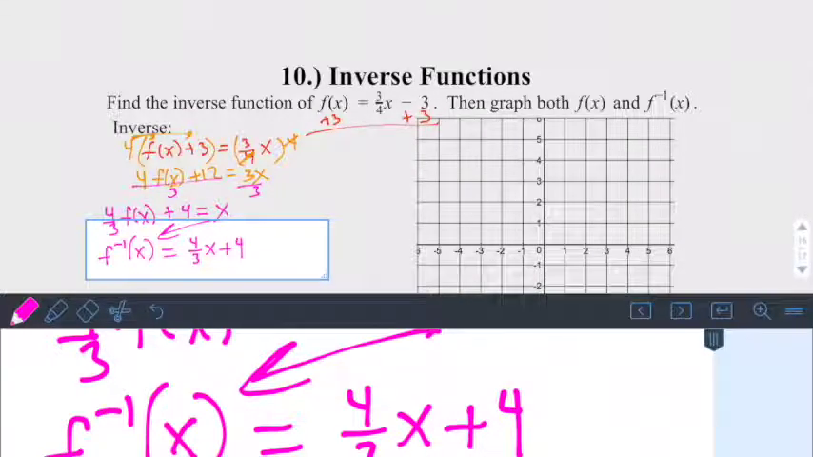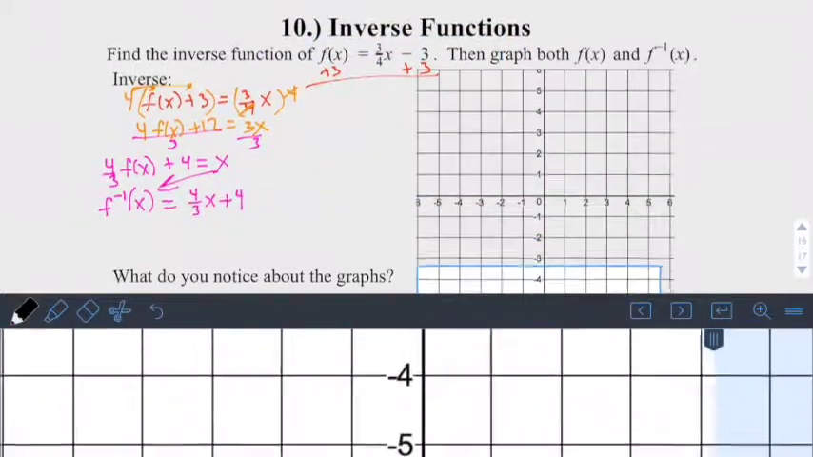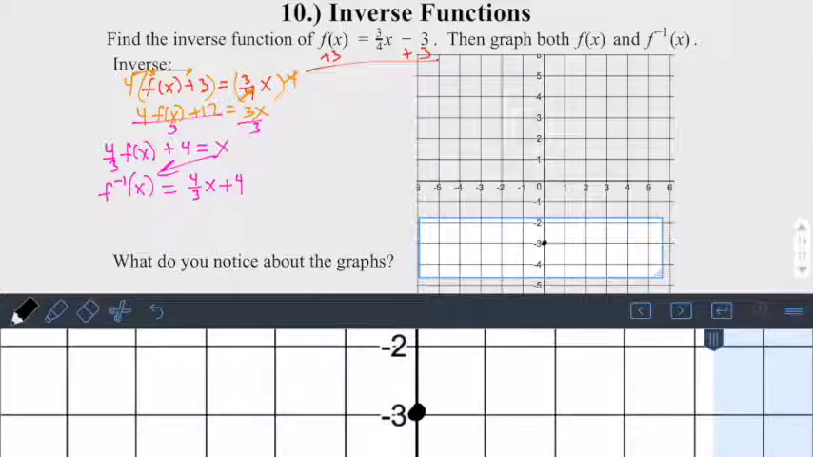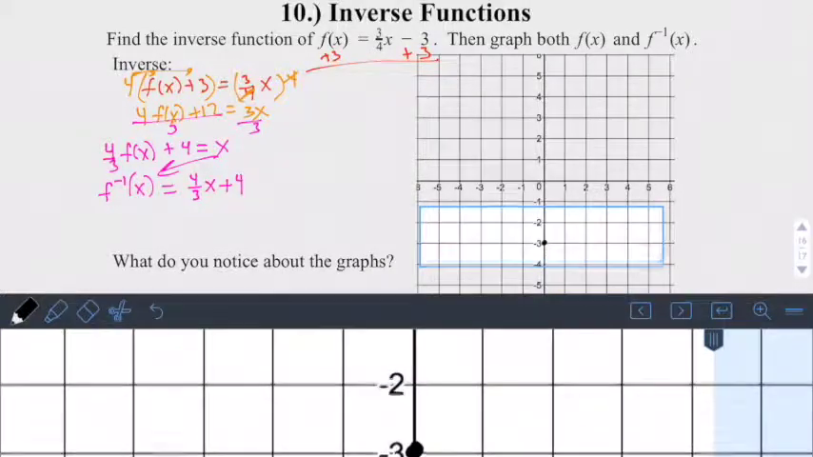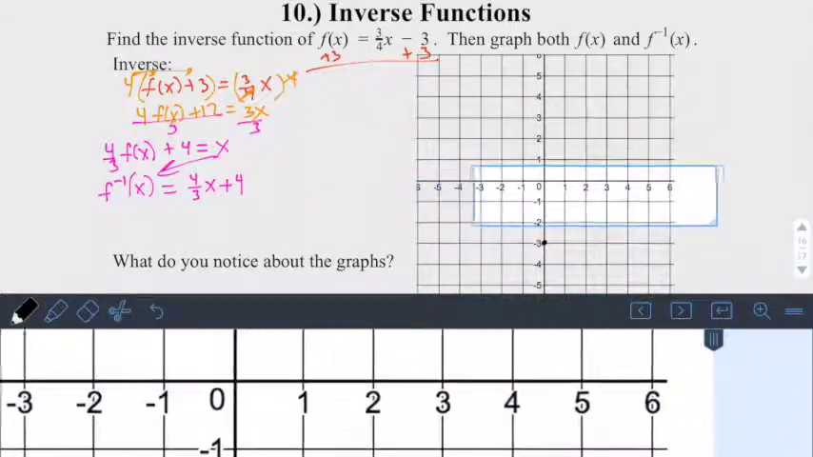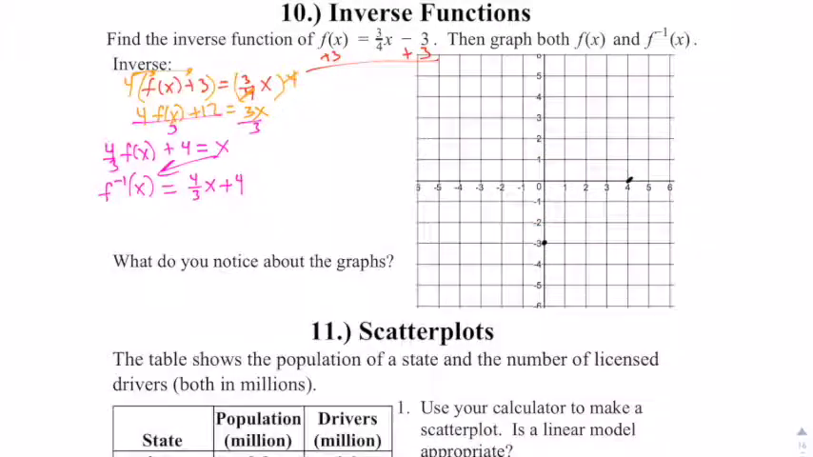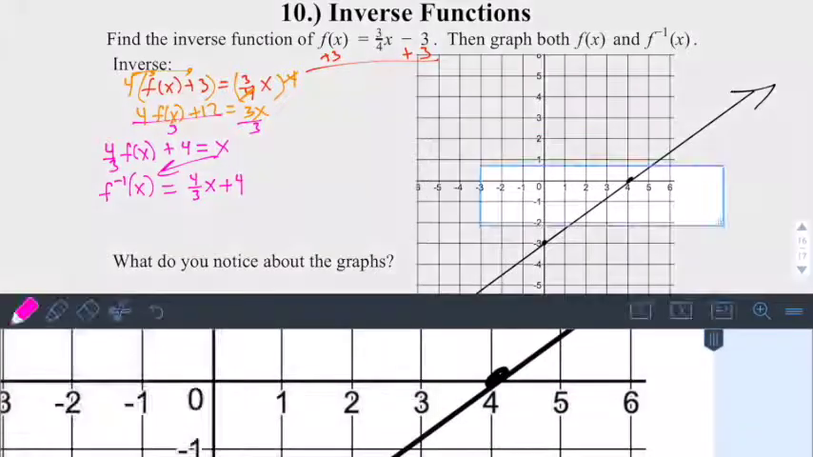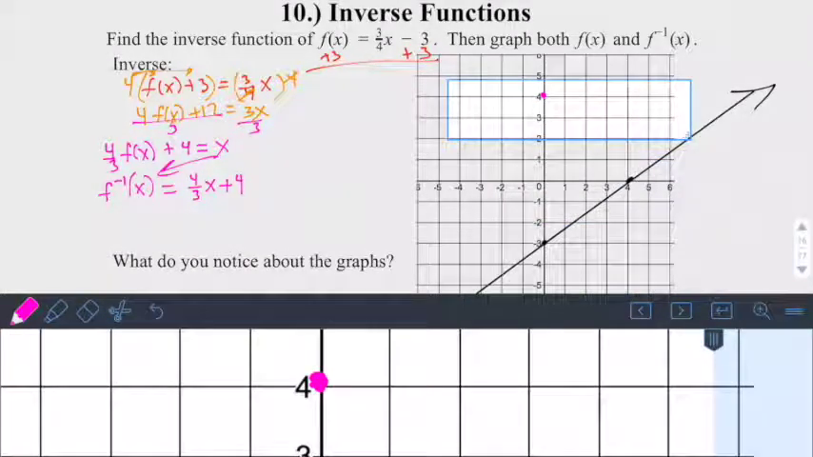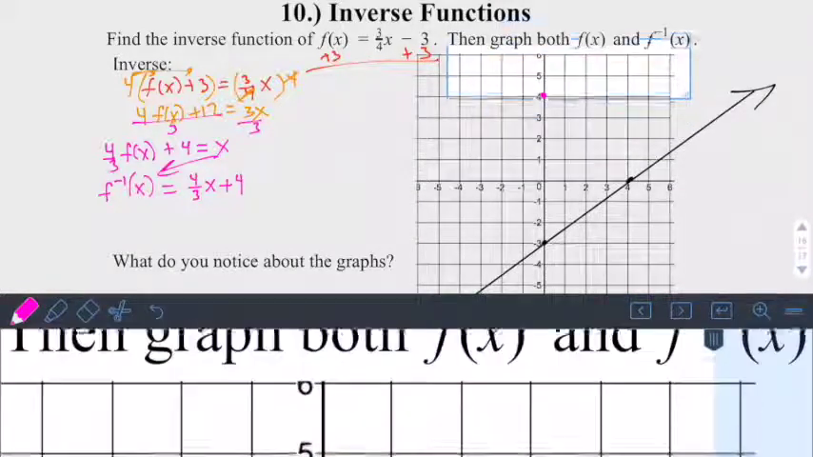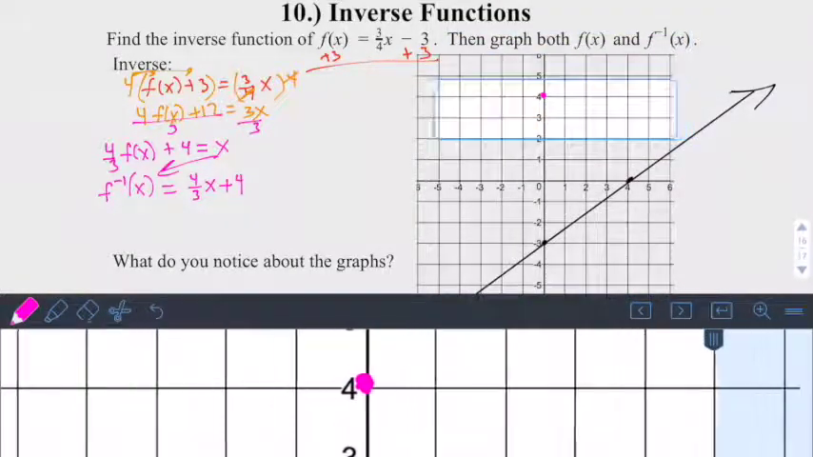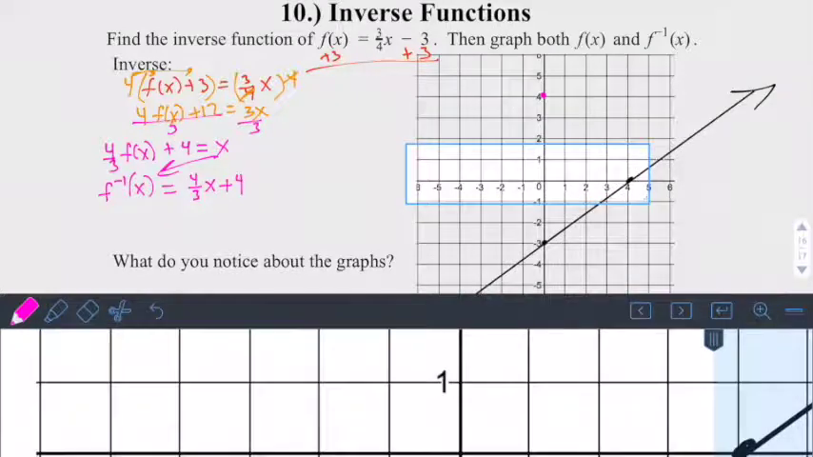So now I'm going to graph both. My original function started at -3 and had a slope of 3/4. So 1, 2, 3, 1, 2, 3, 4. My new function starts at 4 and goes up 4, right 3, which I can't do because that goes too high, so I'm going to go the opposite direction. Down 4, left 3.